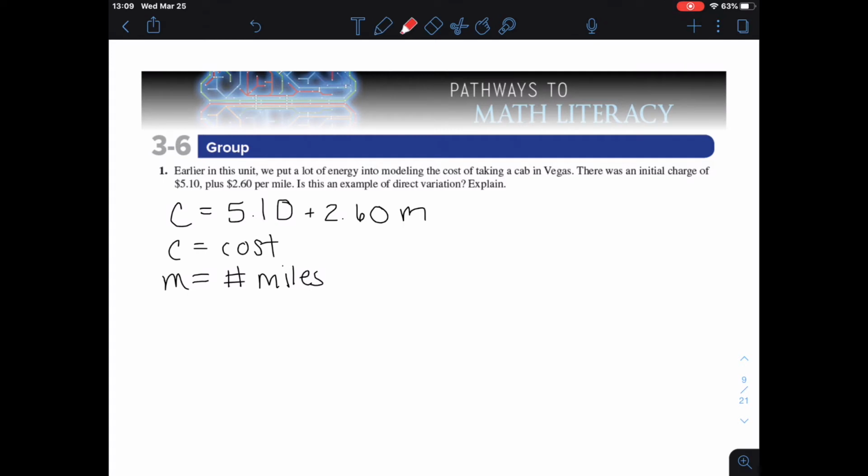If you look at this equation, we've got a problem here. You don't go through 0, 0, so that's one reason why this isn't a direct variation. And also, you don't have the form that it's some constant times the variable. So there's two reasons that no, this isn't direct variation.